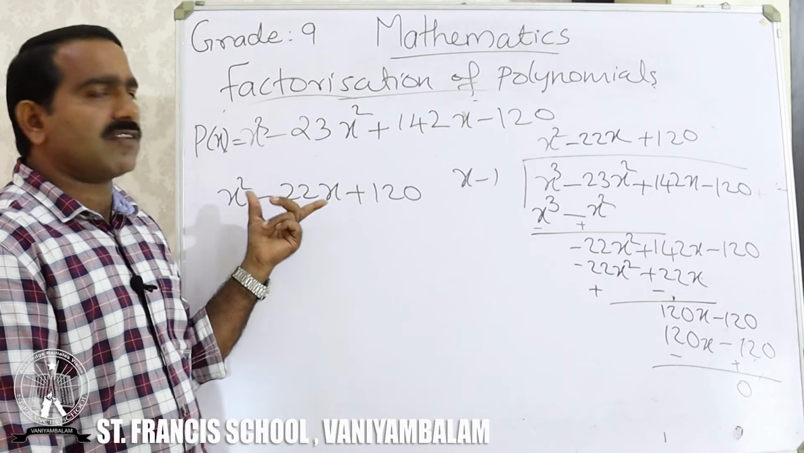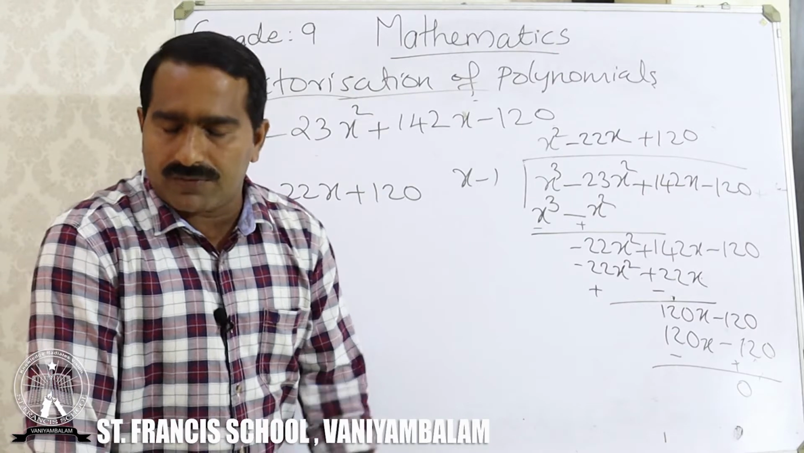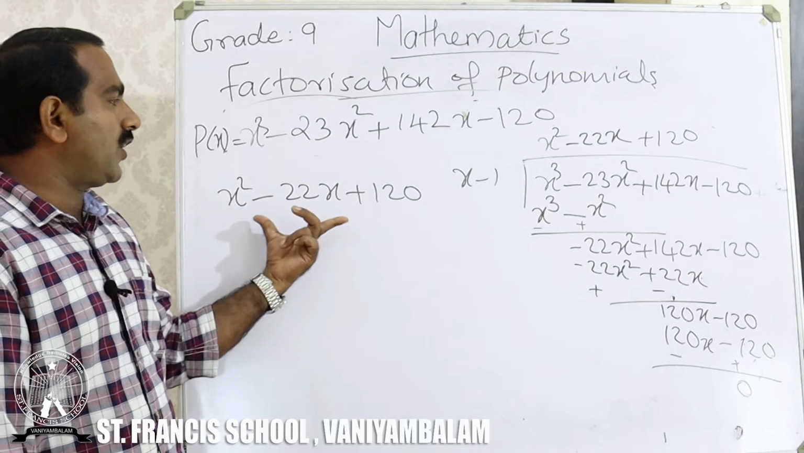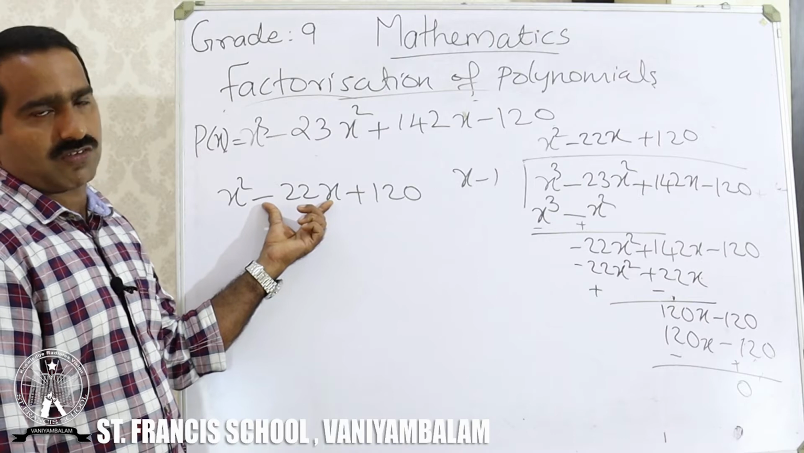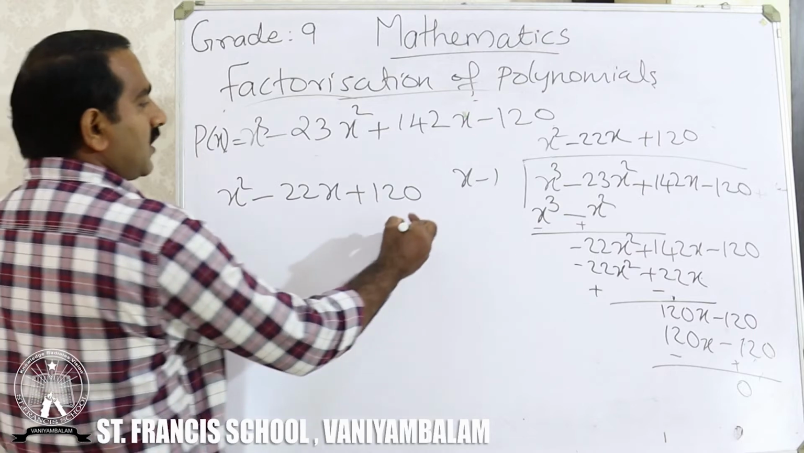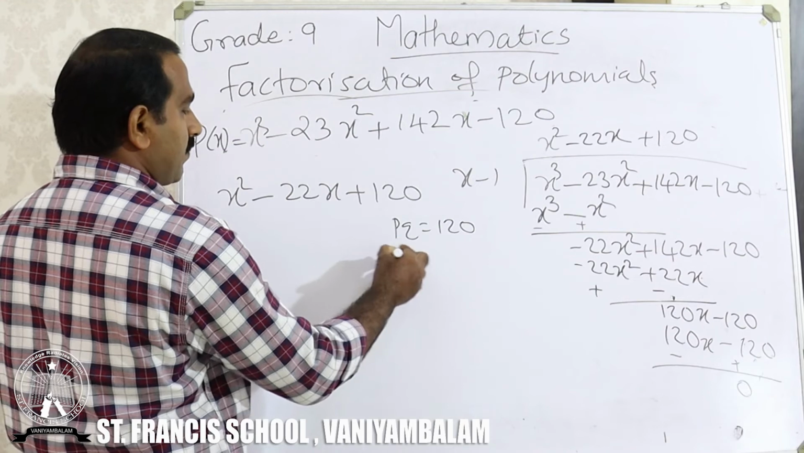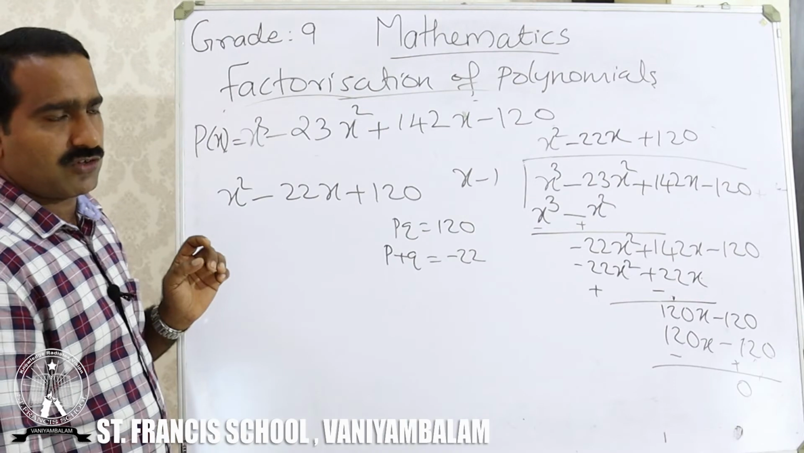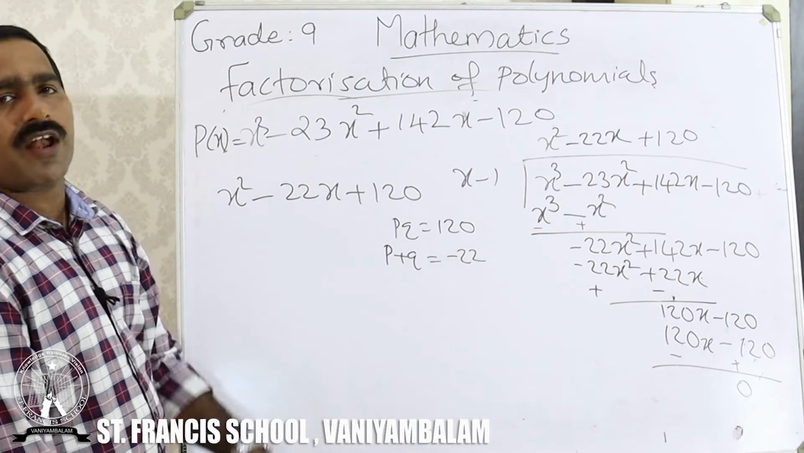Now we are going to factorize this quadratic polynomial either by splitting the middle term or by using factor theorem. Here we are going to use splitting the middle term. What is the middle term? Middle term is minus 22x and the product is 120. Product, that is PQ, equal to 120 and sum P plus Q equal to minus 22. So we have to find two numbers whose sum is minus 22 and product is 120.